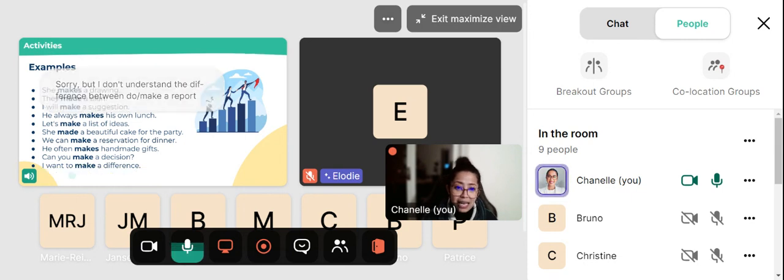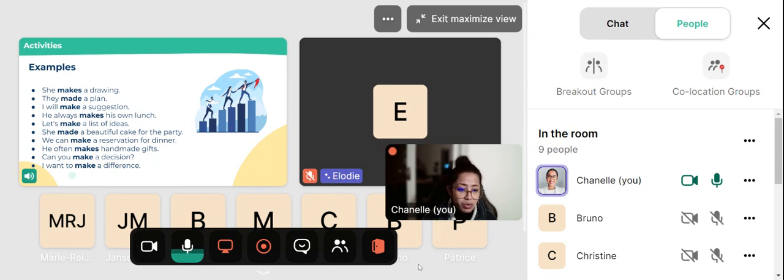So it says all the things when we have a look at make. She made... let's make a list of ideas. She made a beautiful cake for the party. We can make a reservation for dinner. He often makes handmade gifts. Can you make a decision? I want to make a difference.